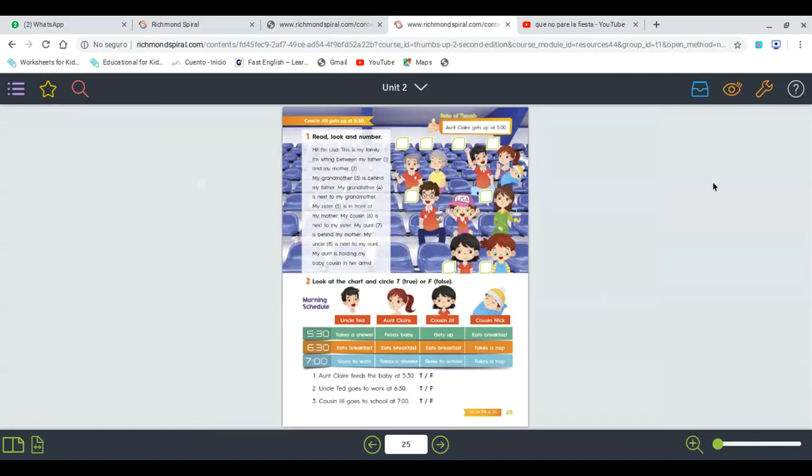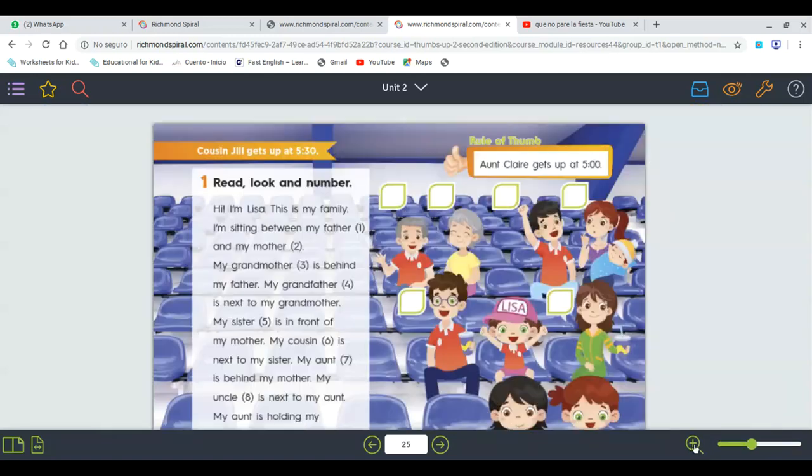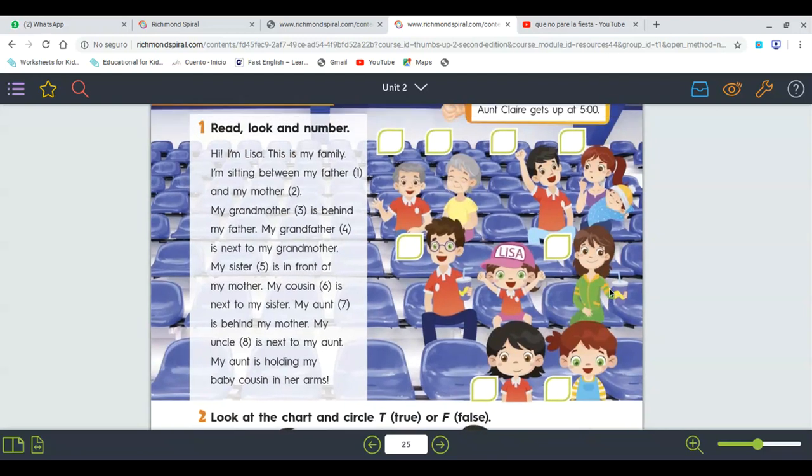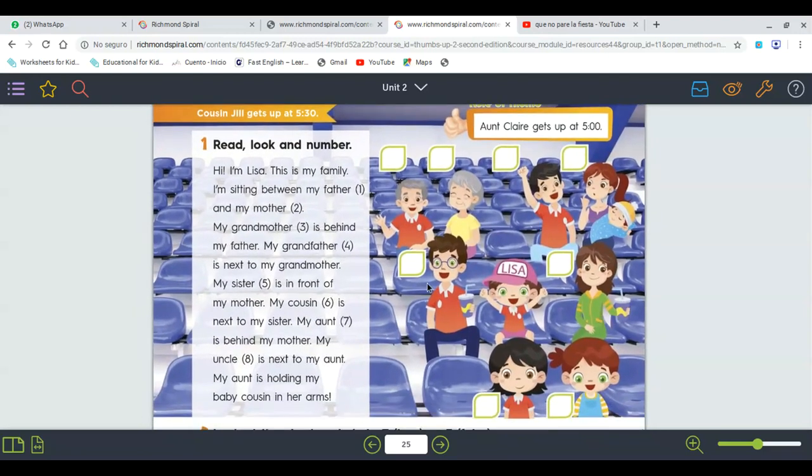Well, on the second page, very important, because we are going to reinforce the family, that is a content that we already studied in first grade, and also we are gonna reinforce the prepositions of places. It says, "Hi, I'm Melissa." You have to read, look, and number. Hi, I'm Melissa. This is my family.